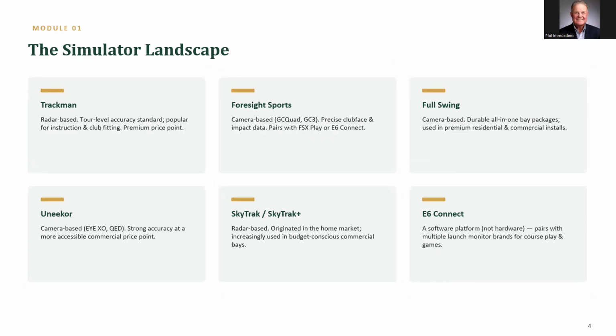SkyTrak and SkyTrak Plus are radar-based units that started in the home market and are increasingly showing up in budget-conscious commercial bays. And E6 Connect is worth calling out separately. It's not hardware at all, it's a software platform that pairs with multiple launch monitor brands to provide the course library and game modes. When you're choosing a system, remember you're really making two decisions: which hardware and which software. And those don't always have to come from the same company.